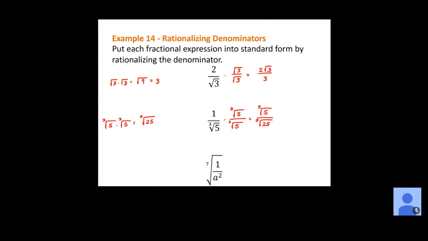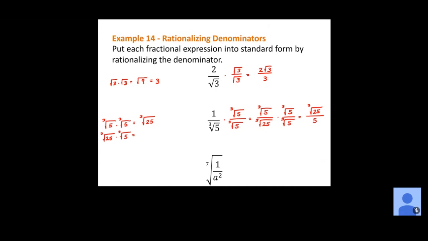Exactly. Multiply by another cube root of 5. Okay, so I'm going to multiply top and bottom by the cube root of 5 again. Now the numerators, when I multiply those, cube root of 5 times cube root of 5, that's going to give us the cube root of 25. And then what are we going to get in the denominator? Now we're going to get 5 in the denominator, because what we really end up with is cube root of 25 times the cube root of 5.